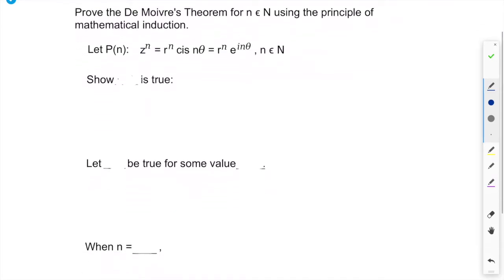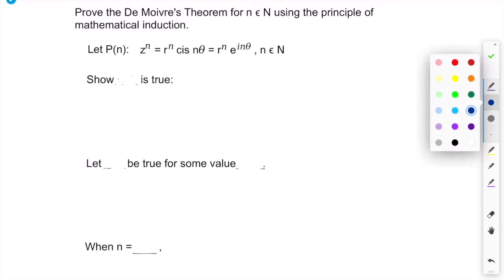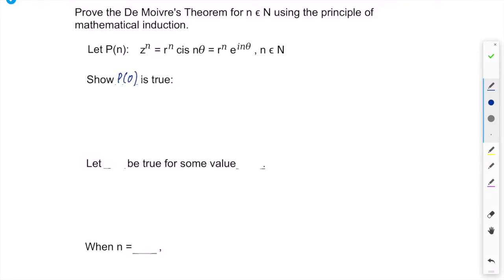Okay, so prove that de Moivre's theorem works for n belonging to the natural numbers using the principle of mathematical induction. So here we go. If we let the statement that we're going to prove be z to the power of n equals r to the n cis n theta, or r to the n e to the power of i n theta, then the initial case would be the first value of the set of natural numbers, at 0.